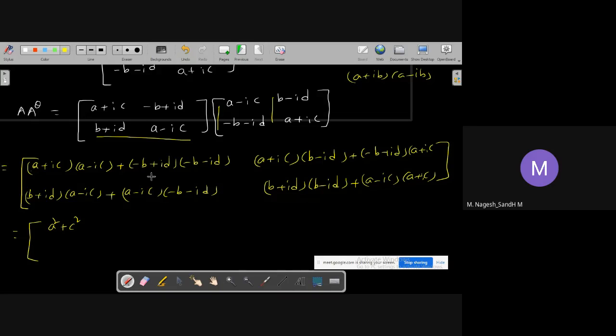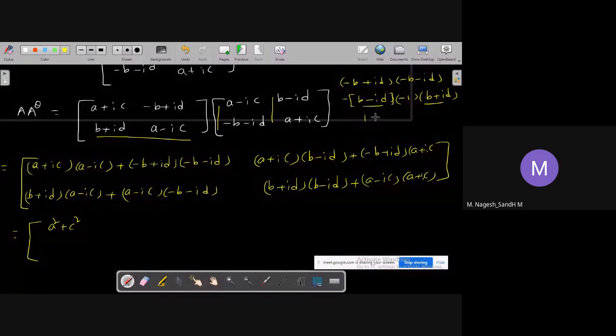Next, this one. What is (b plus id) into (b minus id)? I'll do this one as rough work. Taking minus common in the second factor, minus into minus gives plus, so we get (b minus id) into (b plus id).